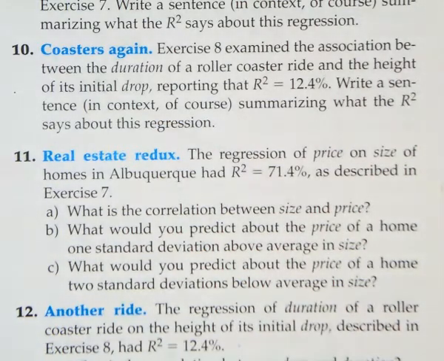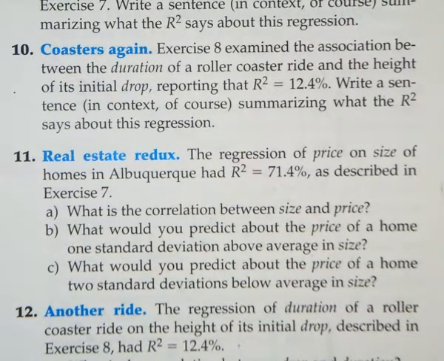Alright, so in problem 11, we're given that the regression of price on size of homes in Albuquerque has an R squared of 71.4%, and we're given 3 questions. So the first question, what is the correlation?